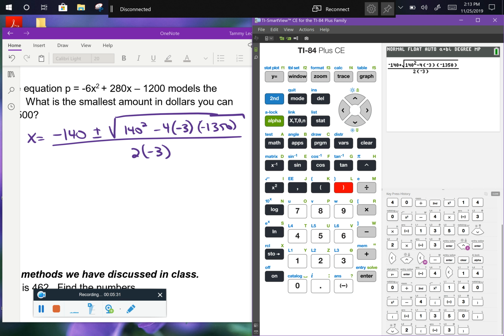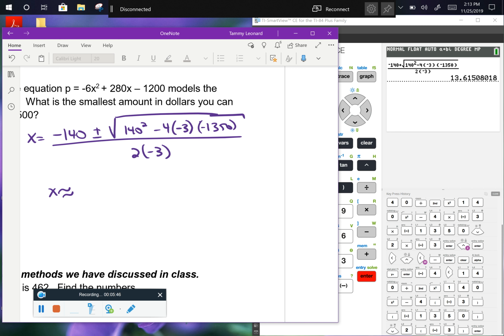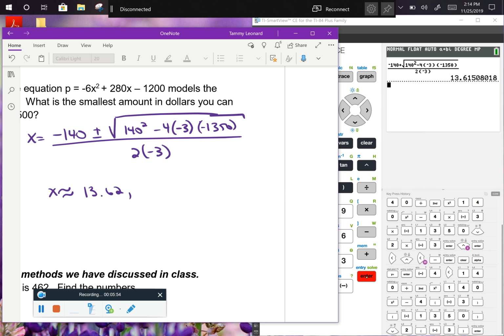Okay, does everybody see how I entered it exactly the same as what's written on my paper? Then you can push enter and it'll give you your first value. Now, this is a price. So what would be a reasonable way to round this off, given that this is a price? Yep, so what would I write? Yep, $13.62 is my first approximation.